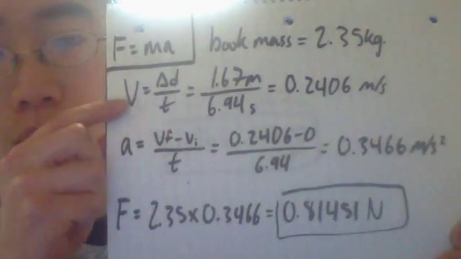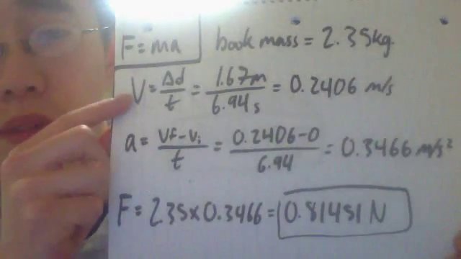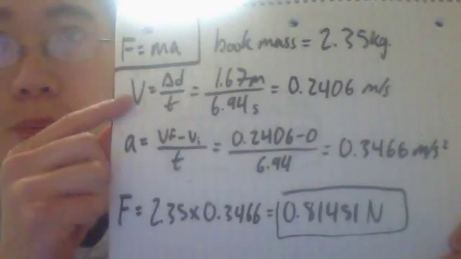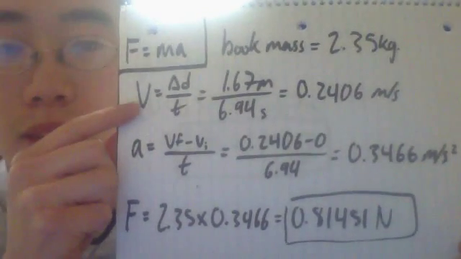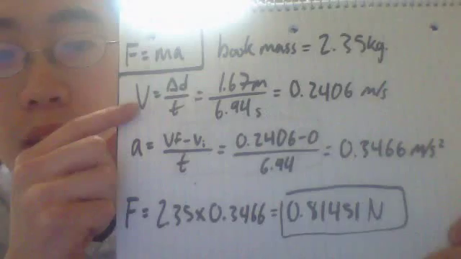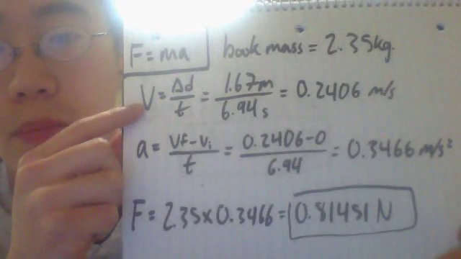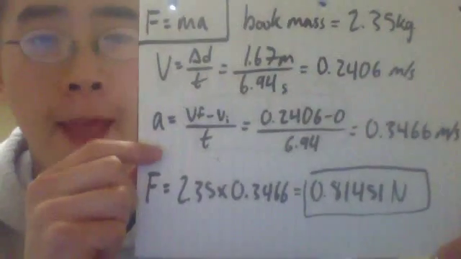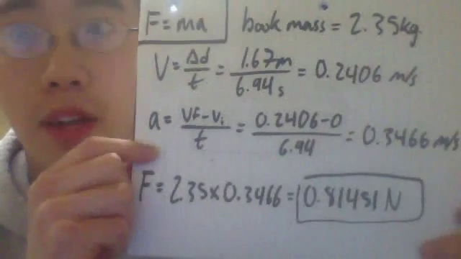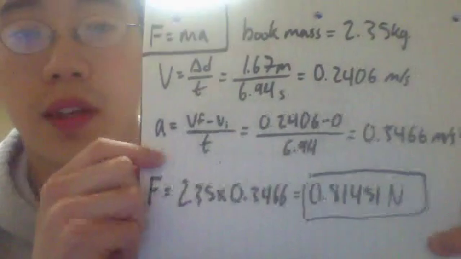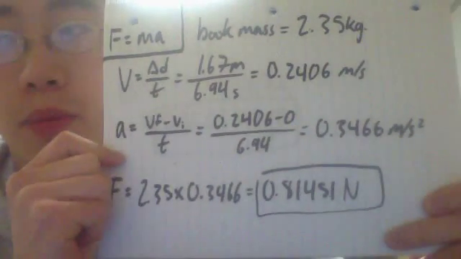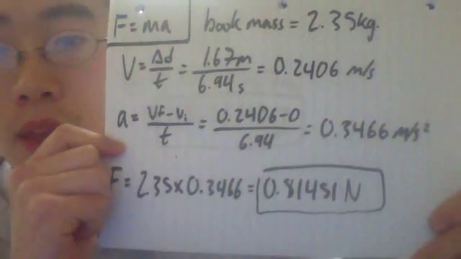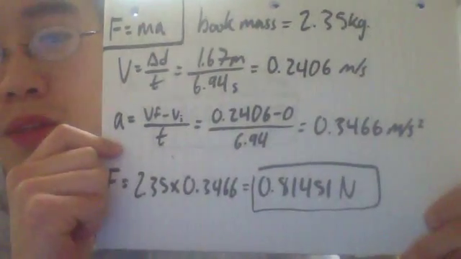So in the velocity formula, we plugged in 1.67, which is what was our distance, and the time it took to push the textbook across that distance, which was 6.94 seconds. And then we used that 0.2406 meters per second, and we plugged it into the acceleration formula. So our final velocity was 0.2406, and our initial velocity at our resting point was 0, over our time, which is 6.94 again. And that turned out to be 0.3466 meters per second.